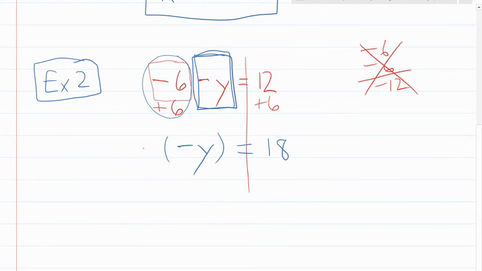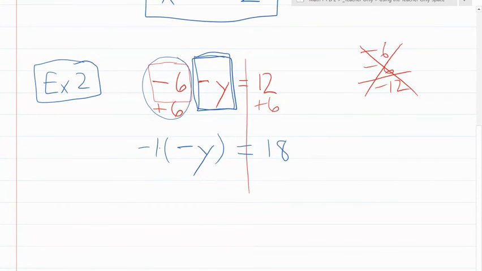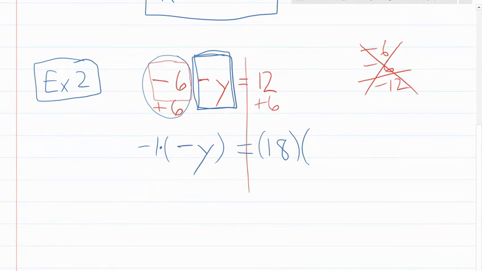So how do I turn a negative into a positive? I need to multiply by a negative 1. If I multiply that side by negative 1, I need to multiply this side by a negative 1. And so we'll get y is equal to negative 18.